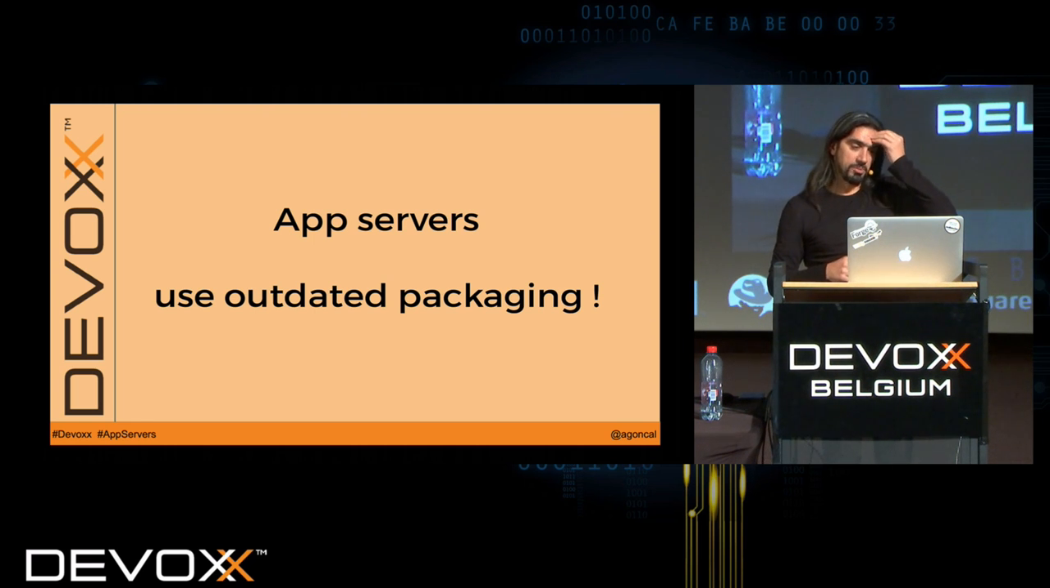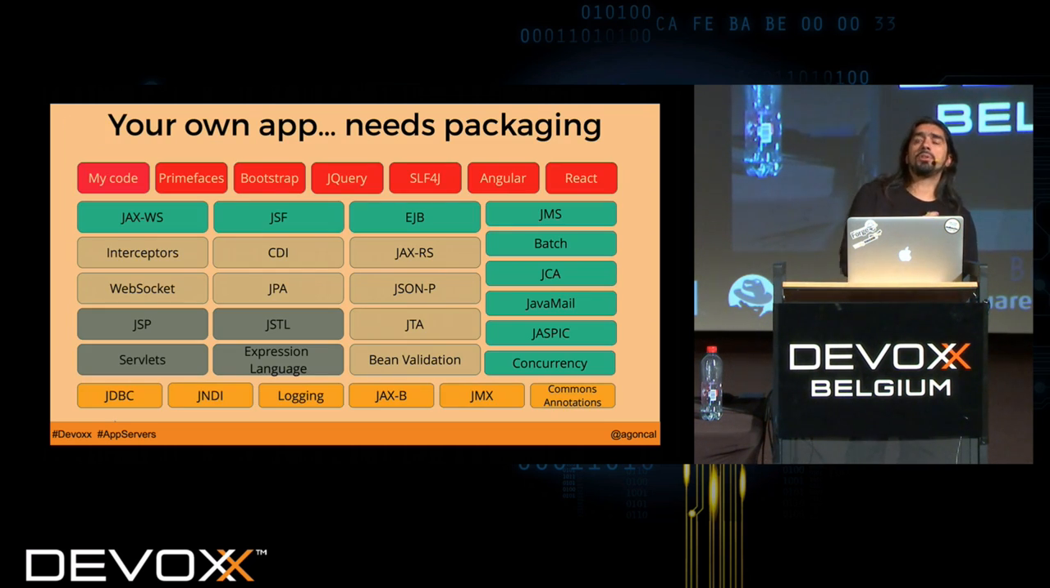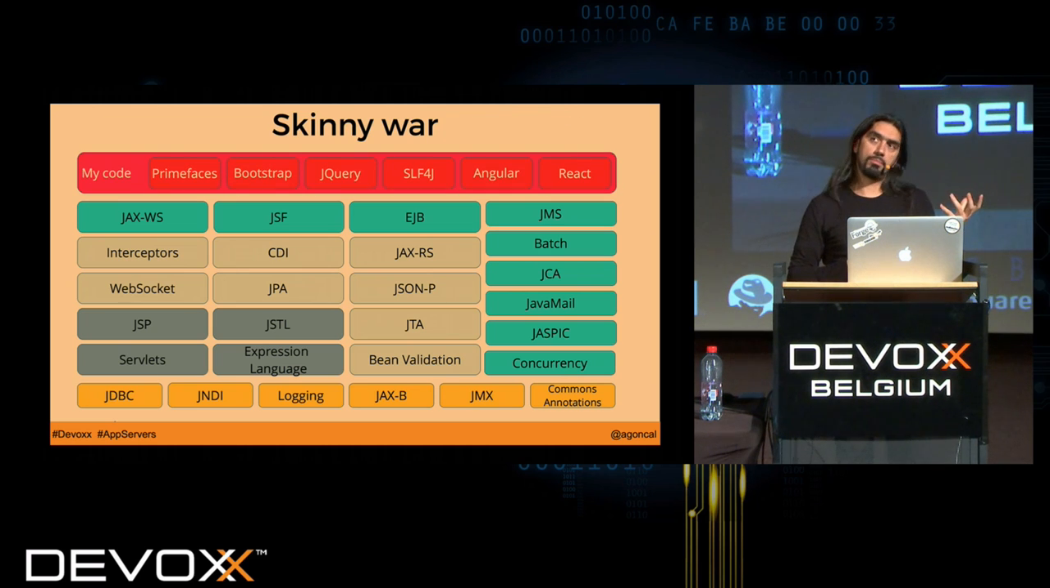Now it's a topic where I'm going to spend a bit of time. Application servers use outdated packaging. This is what we've been doing for the last 17 years. So this is our application, Java EE, Java SE. And what we do to package our application is the skinny WAR approach. So we're talking about Java EE: put your code and your dependencies in a WAR file and deploy this WAR file on a running application server. Skinny WAR because we just have our code and the dependencies in the WEB-INF/lib.